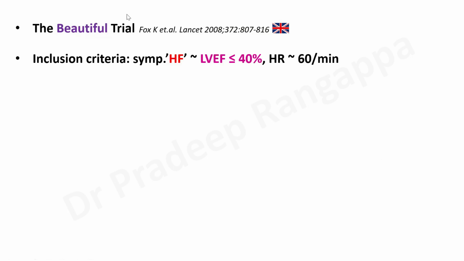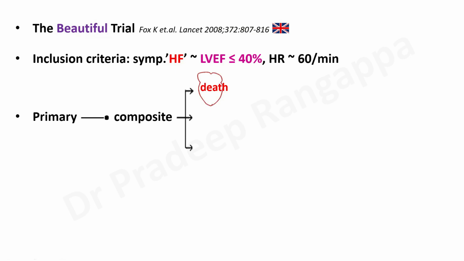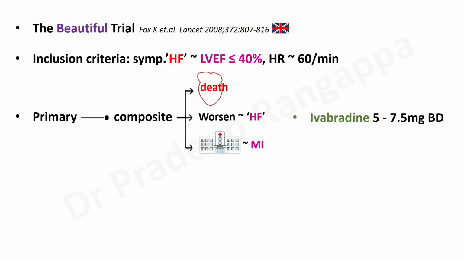So in this BEAUTIFUL trial, the inclusion criteria was symptomatic heart failure with LV ejection fraction less than 40%. And where they took heart rate inclusion criteria, in the SHIFT trial, as you see, the heart rate had to be more than 70. Here it had to be 60 per minute. Here again, the primary endpoint was to look at the composite of cardiovascular death, worsening of heart failure, or hospital admission due to myocardial infarction. And Ivabradine here, they used the dose of 5 to 7.5 milligram, because in SHIFT trial, they used 7.5 mg BD. Here, they started with 5 and then increased to 7.5 mg BD.